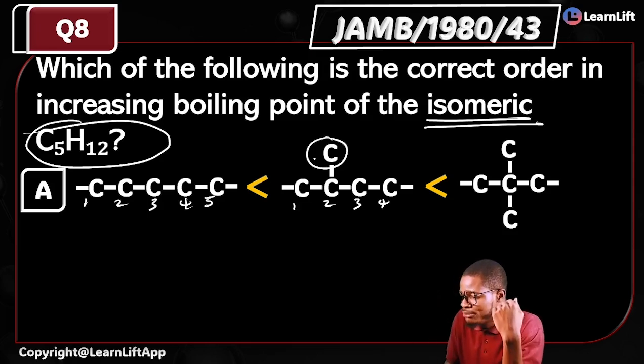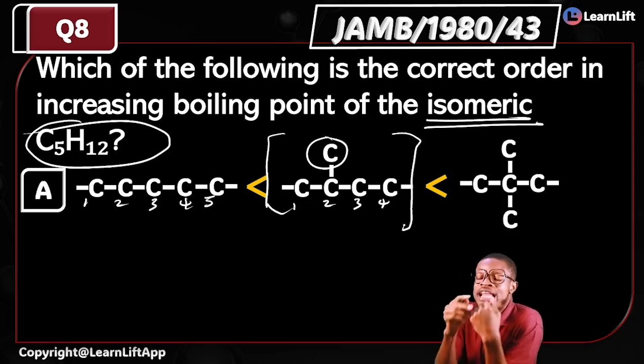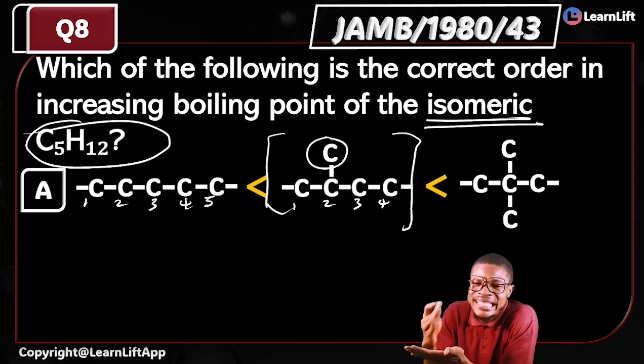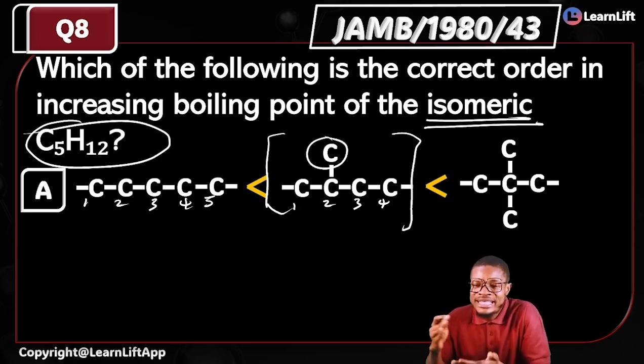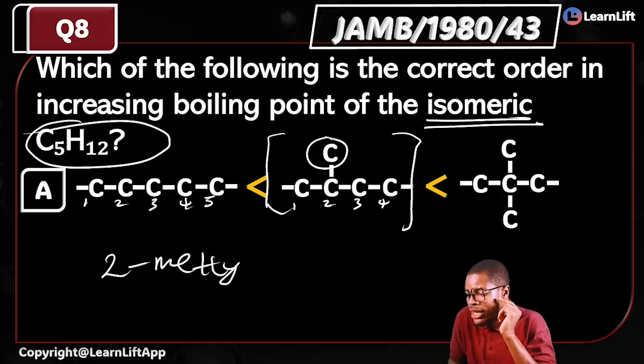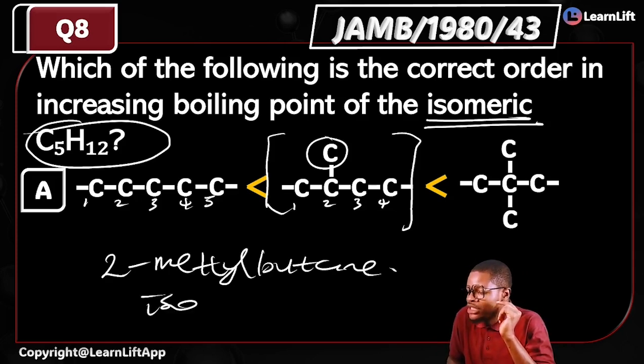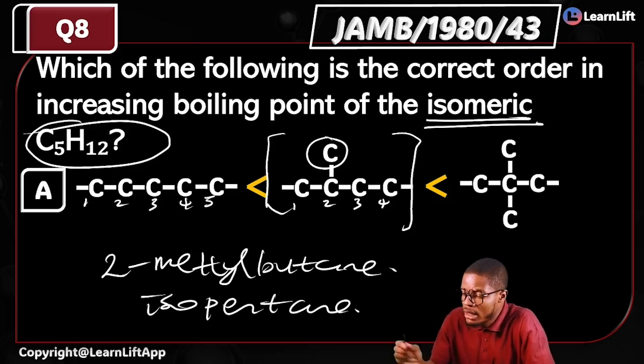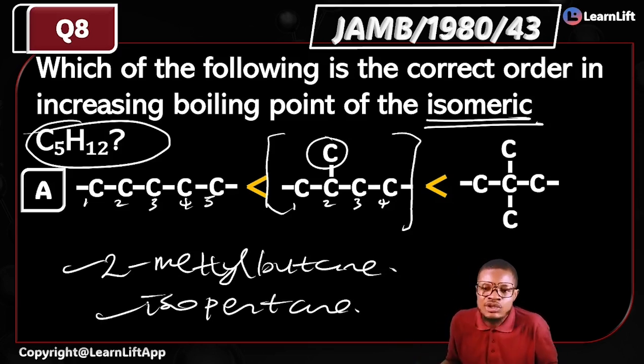This middle guy here, what do I call it? I will call that middle guy your 2-methyl butane. It's either I call it 2-methyl butane. Don't worry, we'll get to name it. You will learn it well. 2-methyl butane, or I will call it your isopentane. Isopentane is also called your 2-methyl butane. This and this, they are isomers.